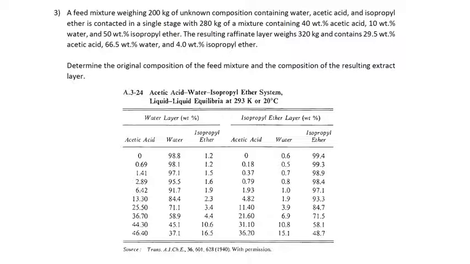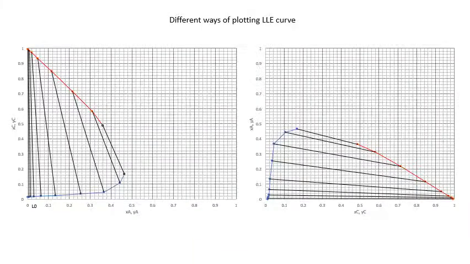So in this question, you are asked to determine the original composition of the feed mixture and the composition of the resulting extract layer. The equilibrium data given is the same as for the whole tutorial 9 because it's the same components and at the same conditions. So as usual, you need to plot the LLE curve using the given equilibrium data.